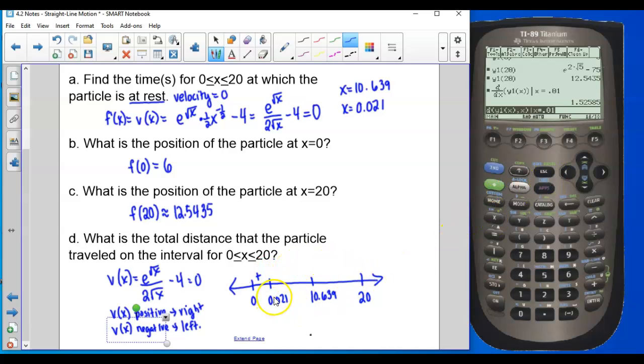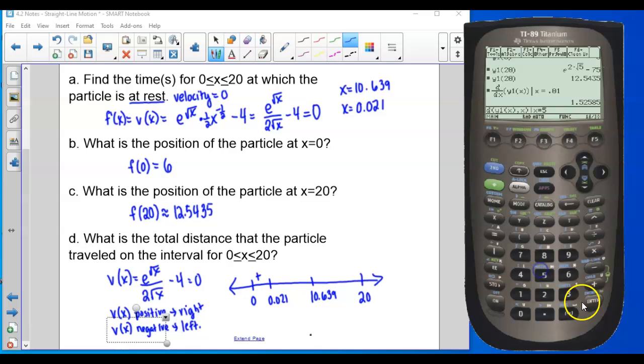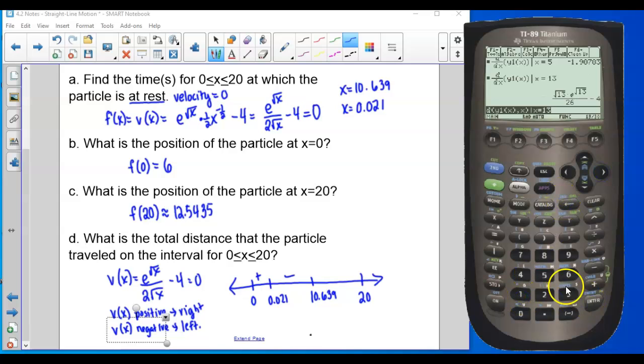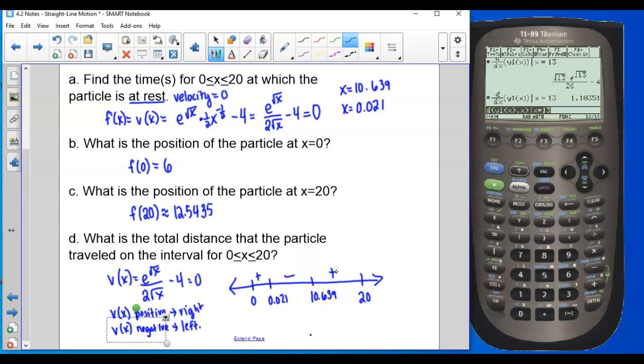If I plug in a number between 0.21 and 10.6, so let's just use a 5. Let's hit the green button before we hit enter. We get a negative here. I bet if we pick a number between 10.639 and 20, we'll get a positive. We pick 13, little green button, we get 1.1, so it's positive. So we're going right, left, and then right again.